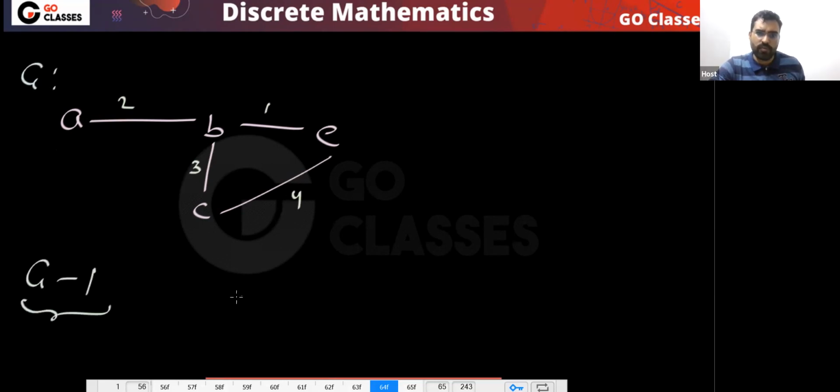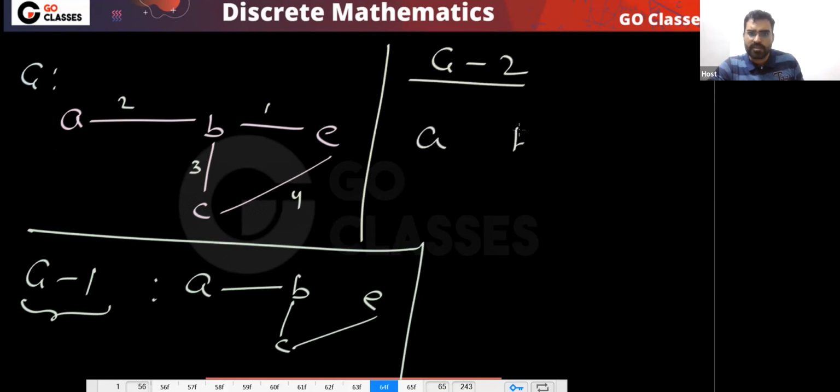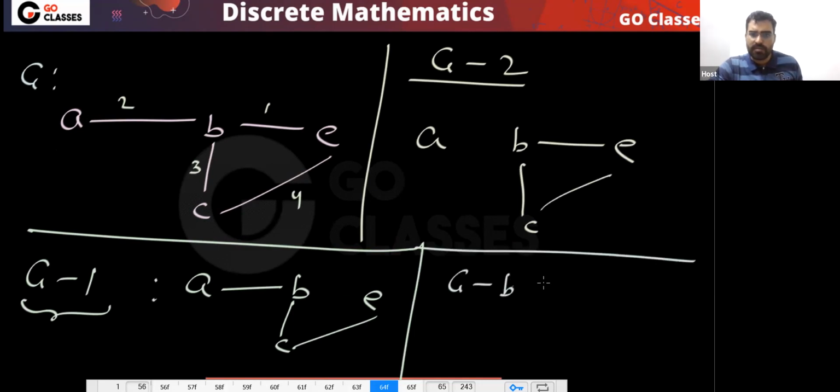G minus 1. What will I get? I will get this graph. So this is G minus 1. And what is G minus 2? G minus 2 will be this. This is G minus 2. Okay. What is G minus B? What is G minus vertex B? I am removing vertex B. Now my graph will be like this.